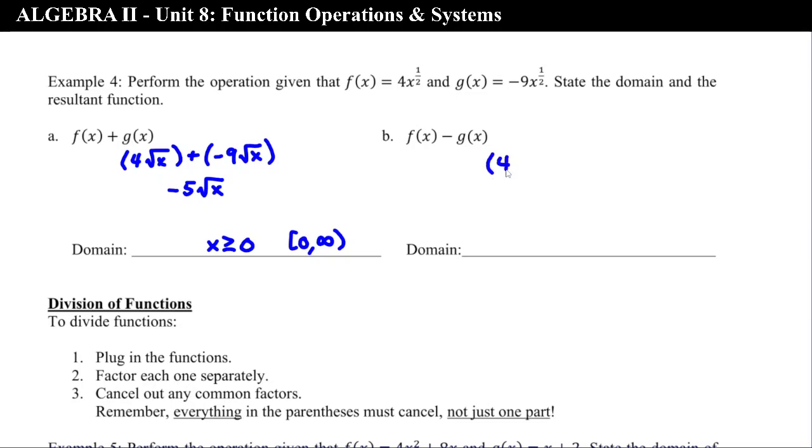So we have 4 square root of x minus negative 9 square root of x, and that gives us 13 square root of x. And again, you can't have the square root of a negative, so x is going to be greater than or equal to 0. You can also write it in interval notation as that.